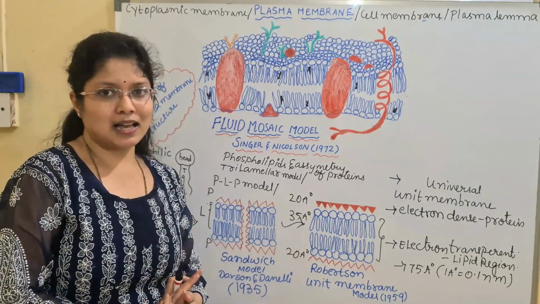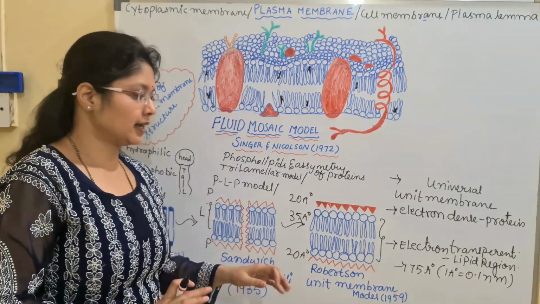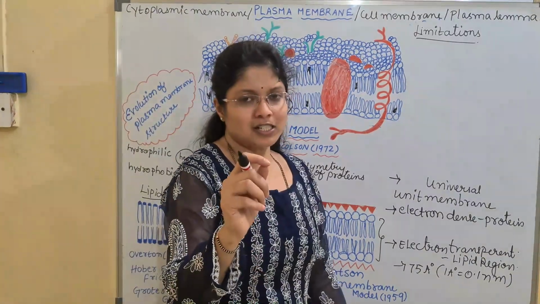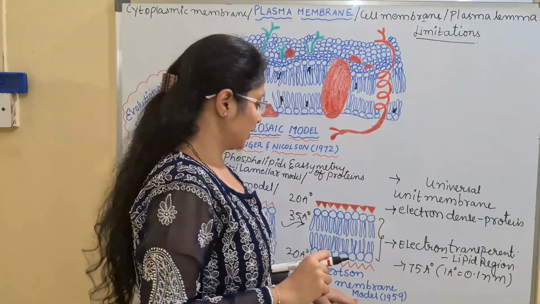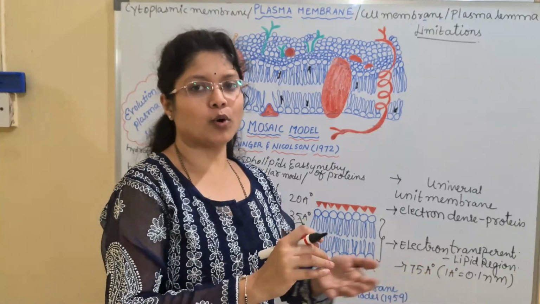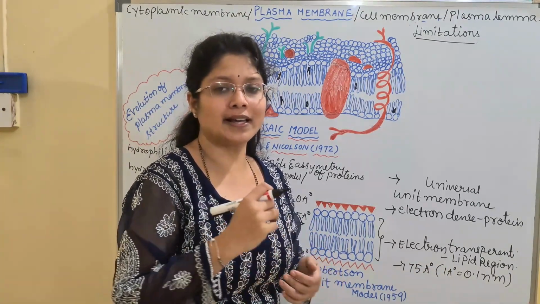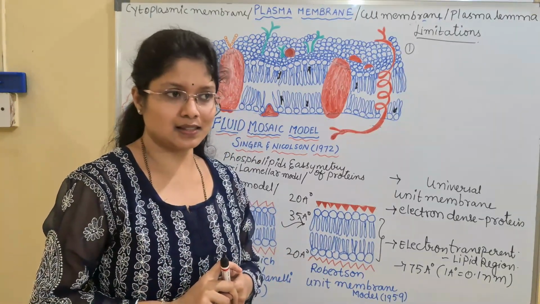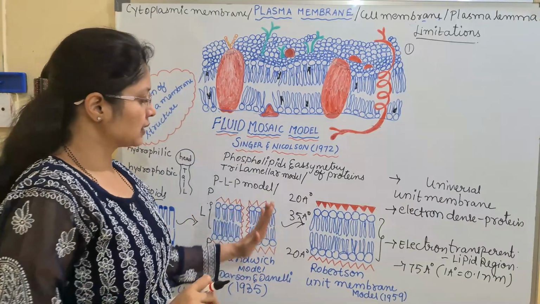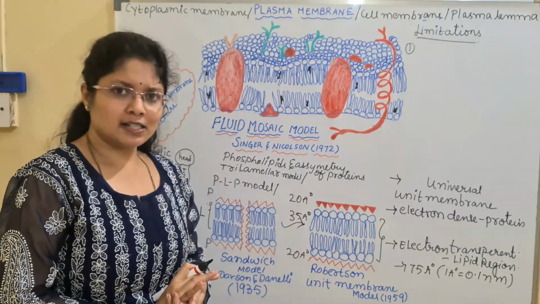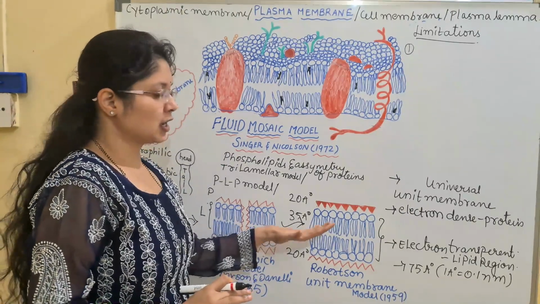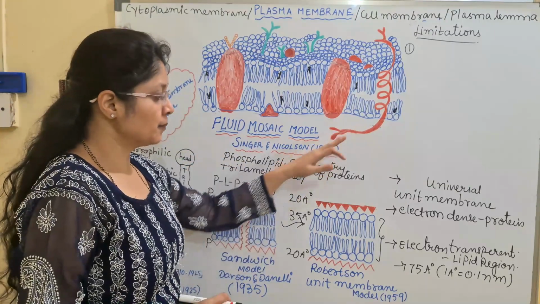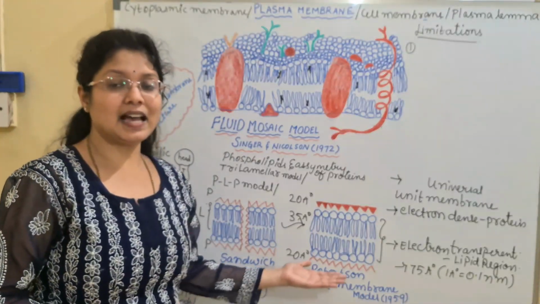Then why have these models failed? Mainly, they could not explain three important points. The first limitation or failure in these models, the unit membrane model and the sandwich model, is that they could not explain the movement of polar molecules inside the cells. Yes, they explained that non-polar molecules can easily pass through these membranes, because the lipids are non-polar. What about the polar molecules? That was not explained by the scientists Davson, Danielli and Robertson.